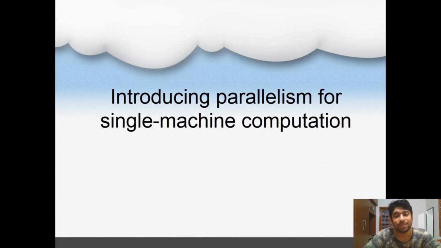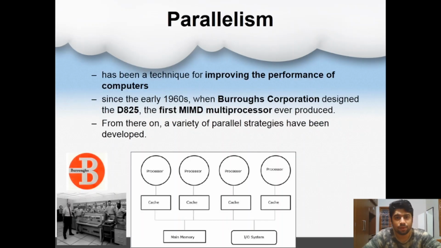Introducing parallelism for single machine computation. Parallelism has been a technique for improving the performance of a computer. Of course, it will increase the performance of a computer because multiple programs will be running in parallel. Since the early 1960s, when Burroughs Corporation designed the D825, the first MIMD multiprocessor ever produced. You can see the logo I have put over there. That is the company logo, and that is the first MIMD multiprocessor ever produced by the company.